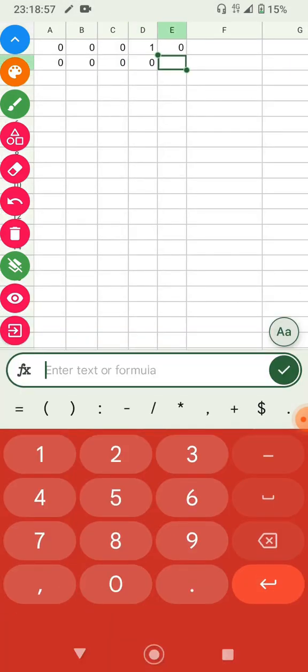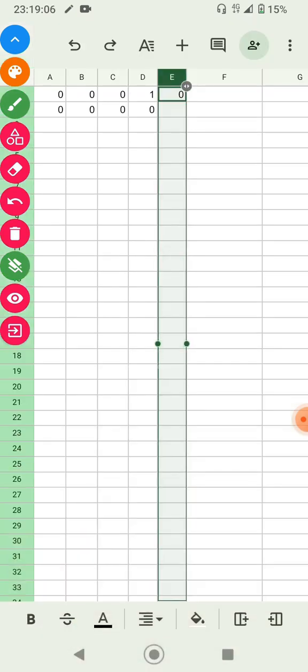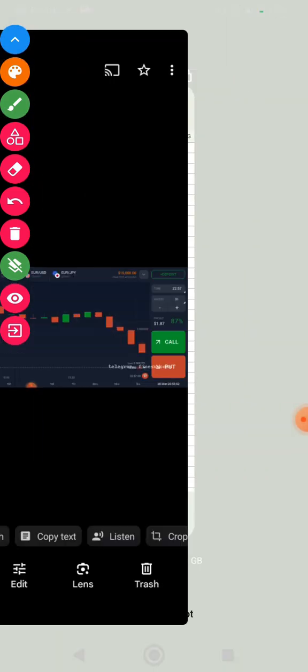Then we move to column E. On column E, we had a loss. But this is our second loss on column E. So our recovery trade is $3. We're doing double plus 1. So $3 on column E. See what happened there.